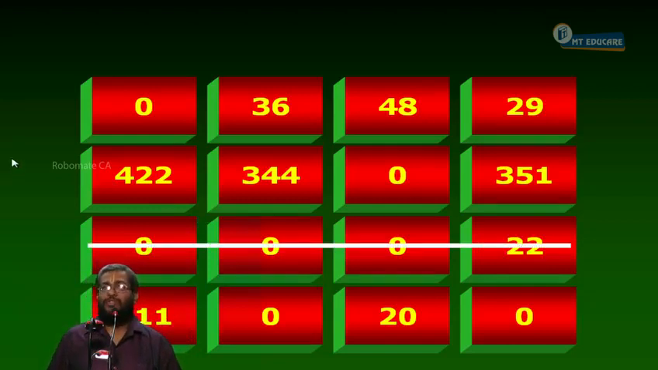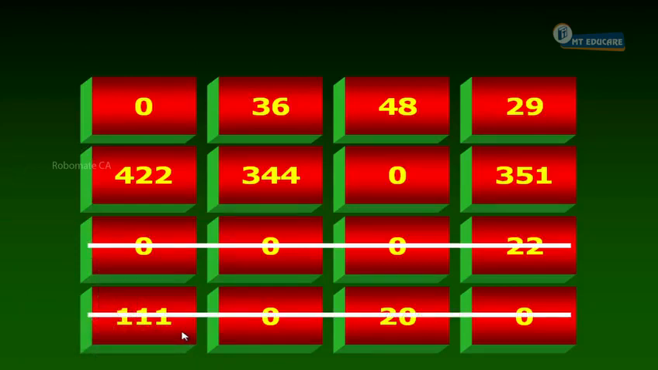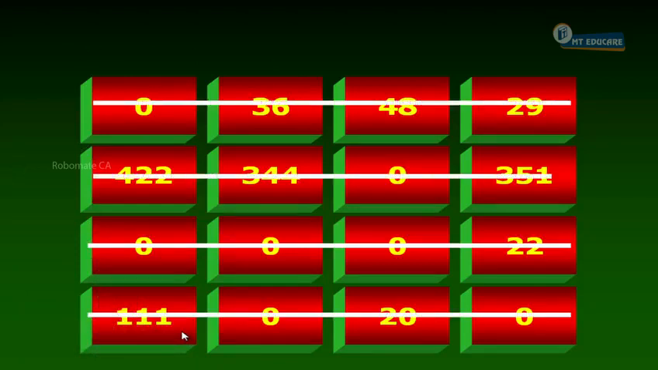Yes. Which row? Last row. Any column with 2 zeros? No. Draw against the row. Now you have only rows with 1 zero: first row and then second row.